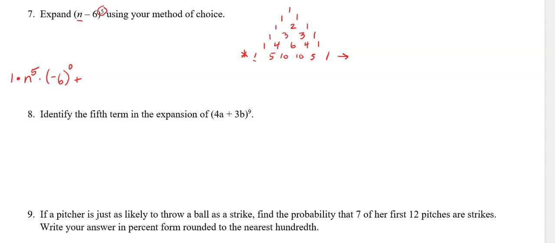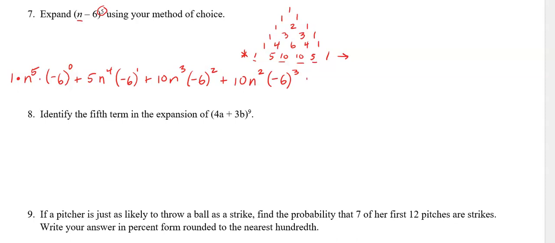All right, now the next term uses the next number from the row, and n is going to drop down to the 4th power. -6 is going to go up to the 1st power. Then the next term will use 10, the third number. N drops down to the 3rd power. -6 goes up to the 2nd power. All right, the next number in the row is also 10. N drops down to the 2nd. -6 goes up to the 3rd.